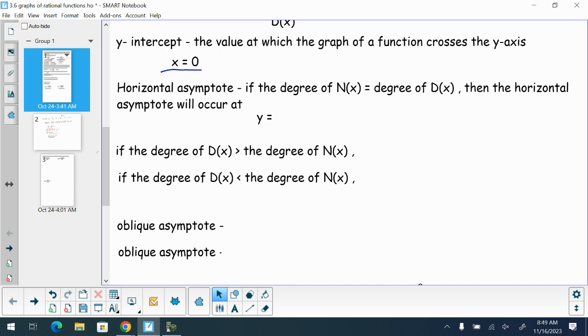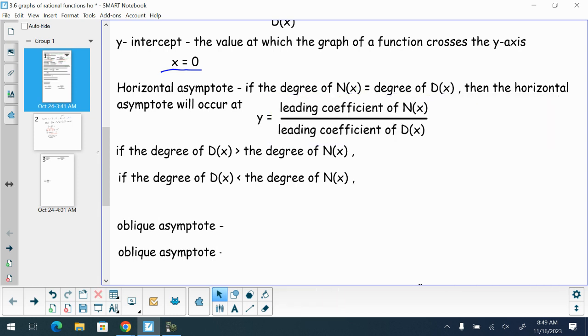Once again, when you get into calculus, we will better define this. Right now, we'll just look at characteristics. When we get into calculus, we once again take a look at limits and the idea of infinite limits. But for this, we're okay. How do we calculate the horizontal asymptote? It's going to be y equals the leading coefficient of the numerator divided by the leading coefficient of the denominator.